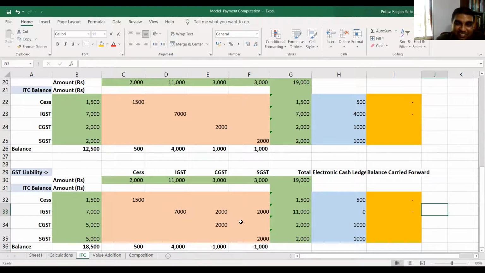Sir, CGST balance will be 3,000, sir. CGST. Yes, sir. There it will be 3,000. So you are saying CGST utilization will be 3,000. No, sir, utilization will be 2,000. Yeah. The balance will be 3,000, sir.